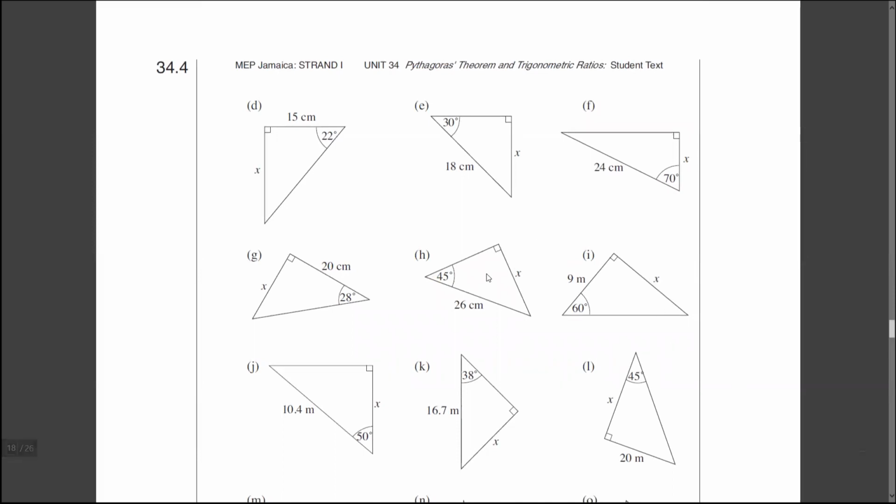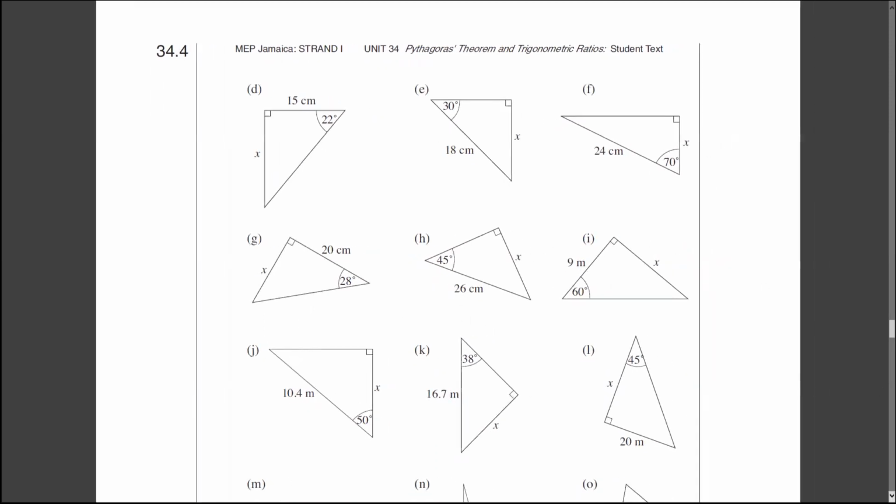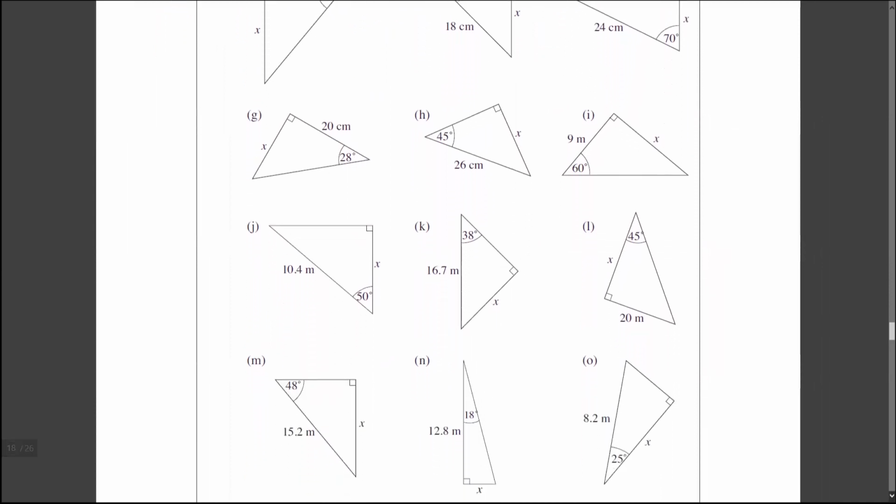It's more or less the same if I choose one at random. All right, this middle one. What is it asking? Find x. x is opposite to 45, and 26 is the hypotenuse. Relate opposite and hypotenuse. So sine theta equals opposite over hypotenuse. Opposite is x, hypotenuse is 26. To find x, multiply both sides by 26, because 26 is in the denominator. So you have 26 sine 45. I can choose any one at random and the same concept applies.